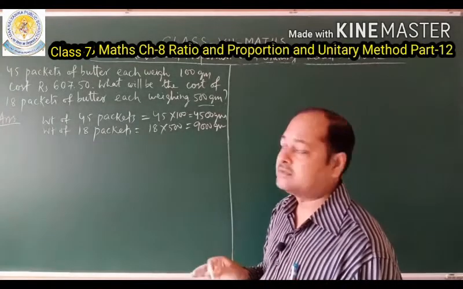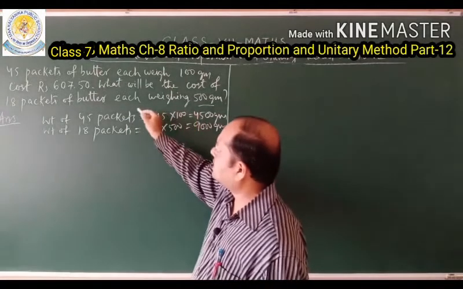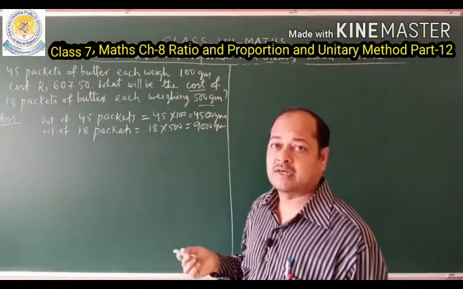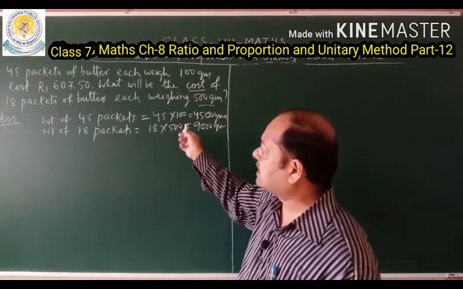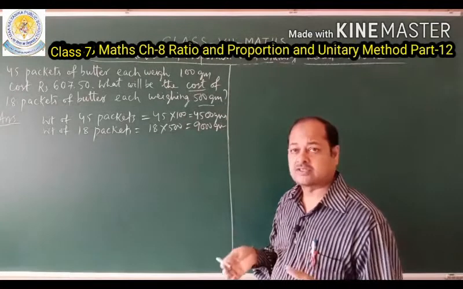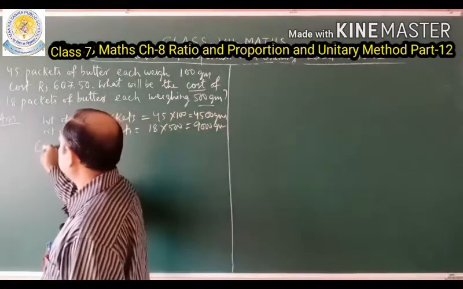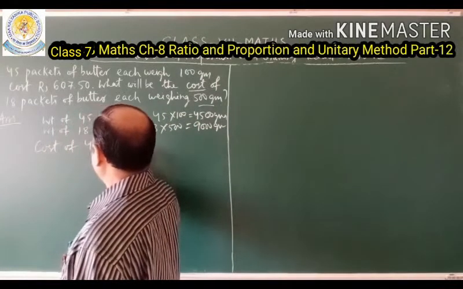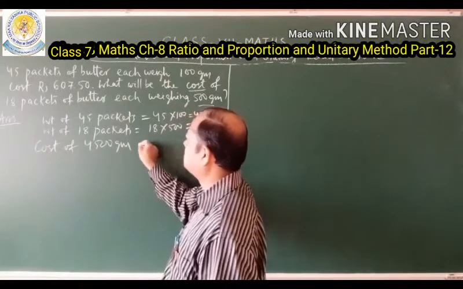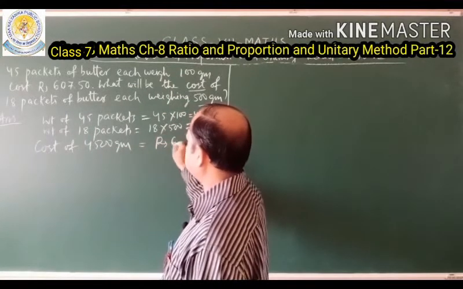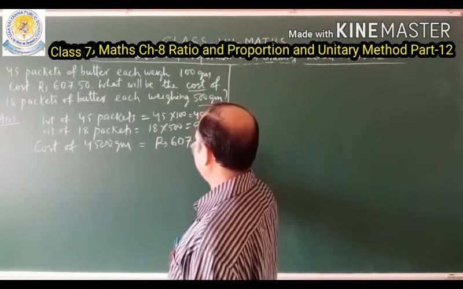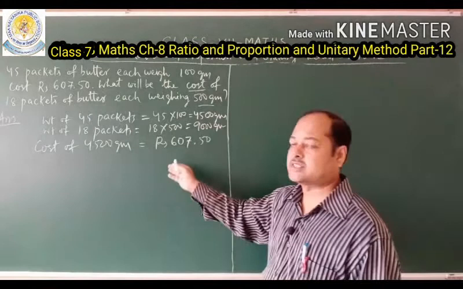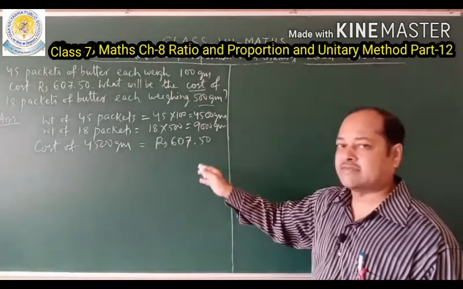Now we try to solve this question. So what is it asking here? It is asking the cost, means it is asking what is the required quantity, that is the cost. Okay, so we will start like this. So how we will start? Cost of 4,500 gram, because it is given already, is rupees 607 and 50 paise.